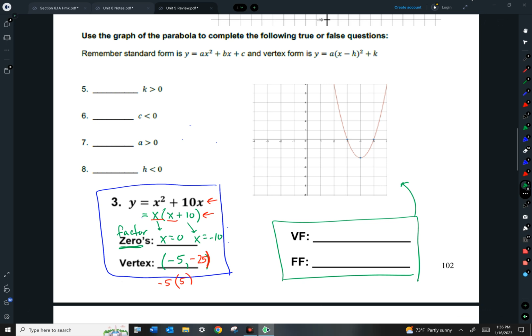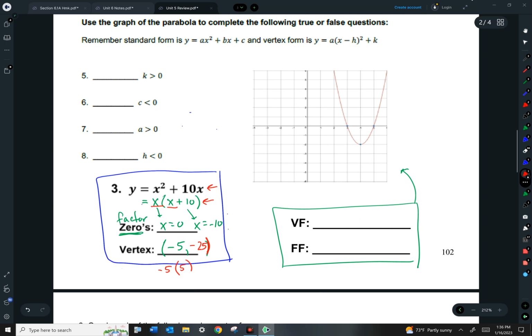Okay, vertex form and factored form. Well, the clue here is if it's vertex form, then what you're looking at is the vertex. And on this parabola, this is the vertex. So what made this parabola move to that vertex? Well, you're going to have a parenthesis squared, right? And since it was moved 4 units to the right, it's going to be an x minus 4. Since that vertex is 2 units down, it's going to be a -2.